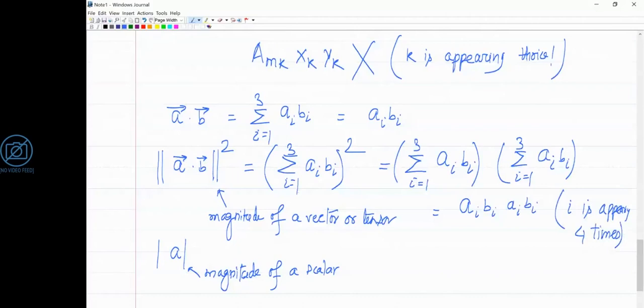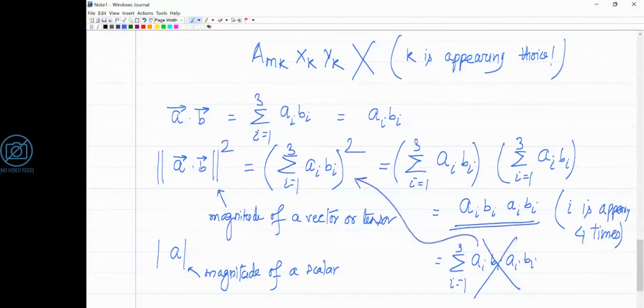Now, what is the problem with this expression? Suppose that somebody directly gives you this expression, and then you have to think of what it means. Then you might interpret it as a single summation over I equal to 1 to 3 AIBI AIBI, isn't it? So you see, this is not what you wanted, right? This is not what it is. So we should not write like this. So what is the way out?